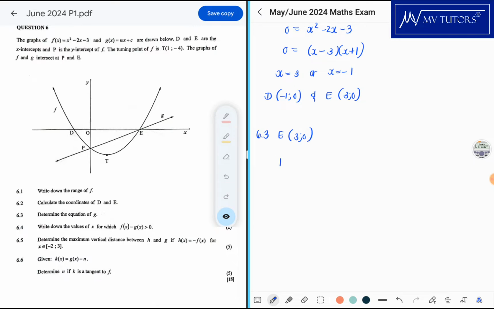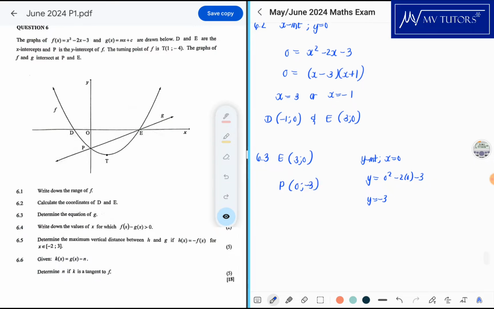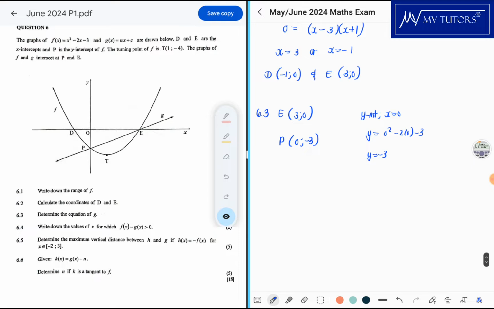Another point is P. What would P be? Do you see that P is actually the y-intercept of f, and the y-intercept of f is minus 3 based on this equation. Remember, y-intercept, that is where x is equal to 0. So y would be 0 squared minus 2 times 0 minus 3. So you get ultimately that y is negative 3. So P would be (0, -3). I have 2 points. I can basically use that to get the equation of the graph.